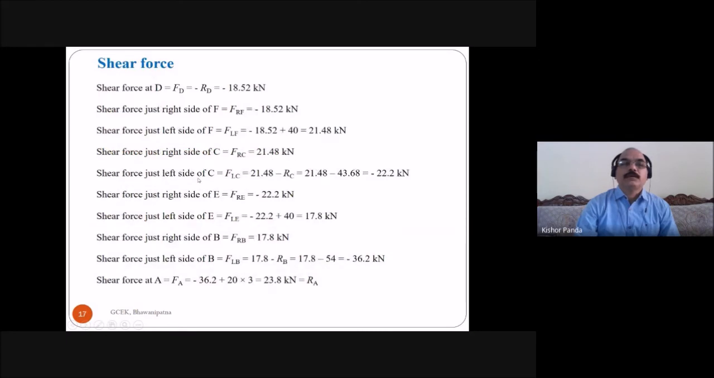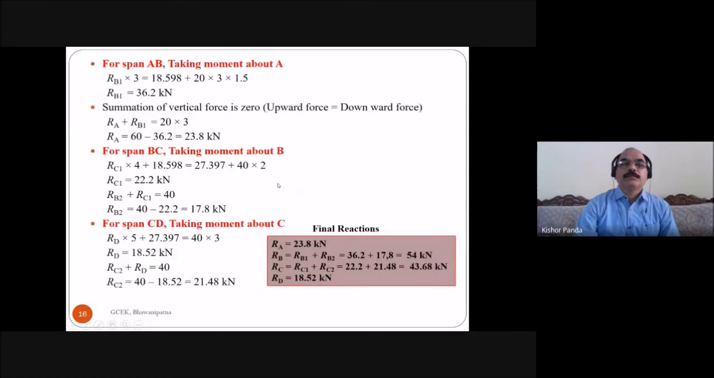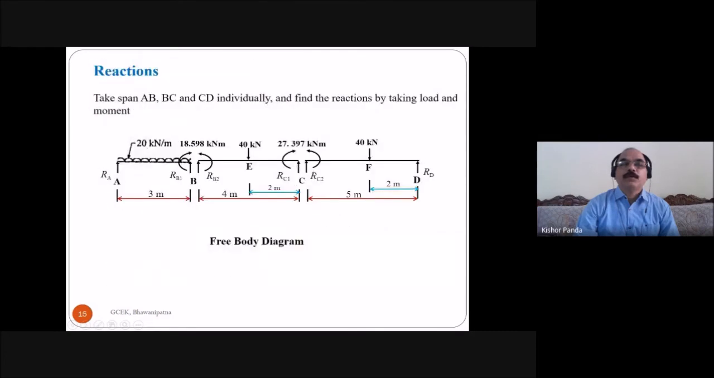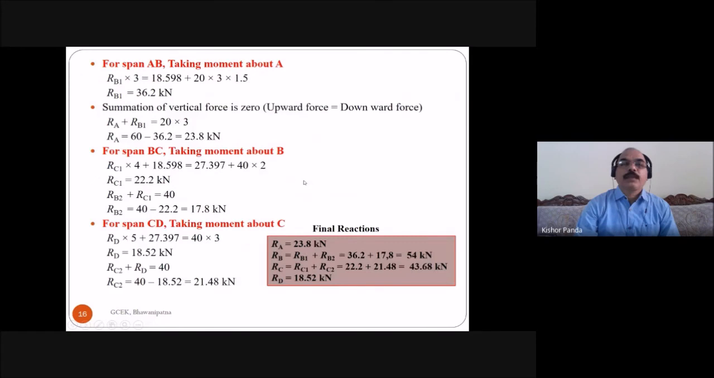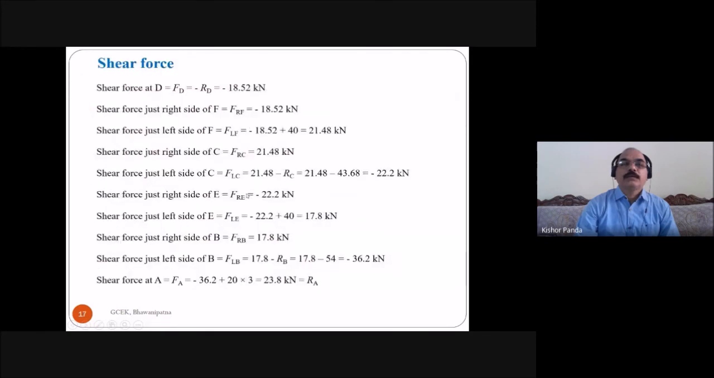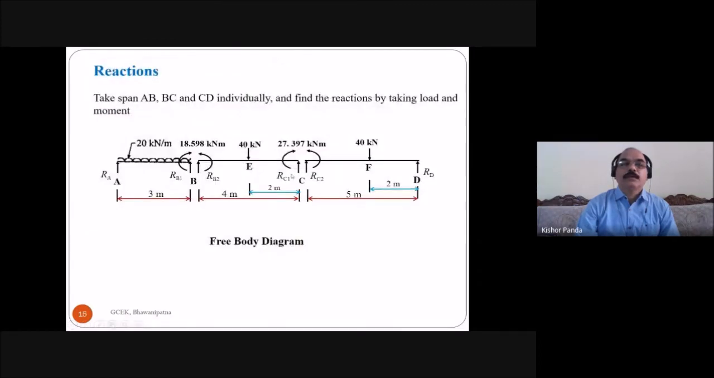Then what is the shear force just left side of C? Here you have to include this reaction. What is the reaction at C? This reaction is upward, so you have to deduct it. Left side of C, 21.48 minus the reaction at C, is equal to minus 22.2 kilonewton.